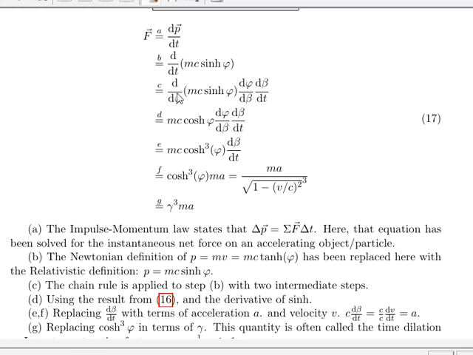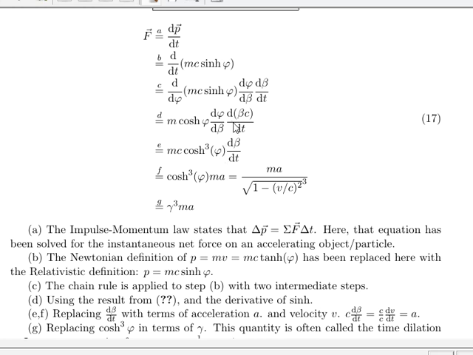So now in step D, we're applying this derivative to mc sinh phi, and it's just mc cosh phi. In step E, we are applying the identity we just figured out in the previous equation: del phi del beta is cosh squared of phi. So we're replacing del phi del beta with cosh squared. Cosh phi times cosh squared of phi is cosh cubed of phi. And we still have that del beta del t in there, but we're going to replace it.